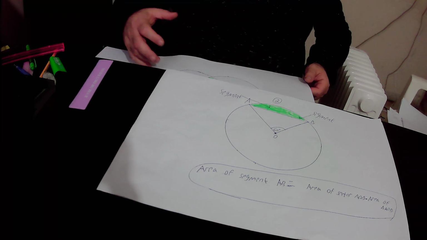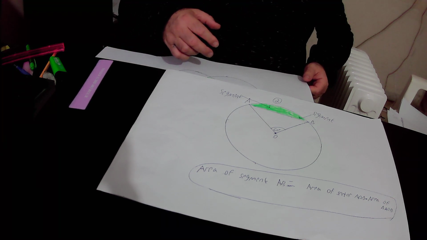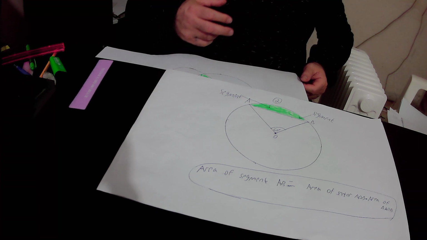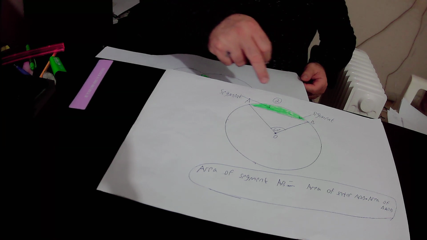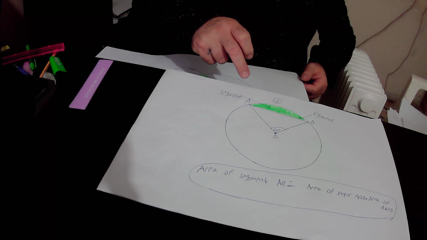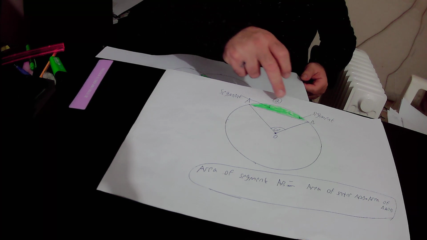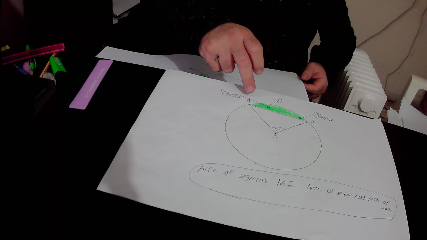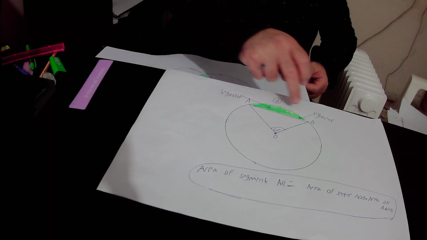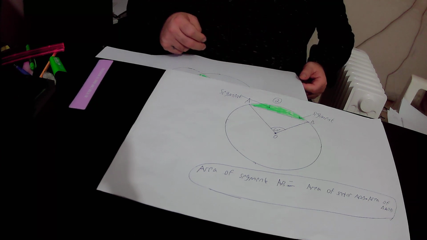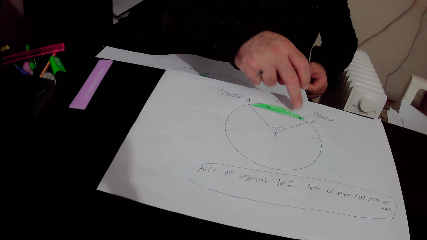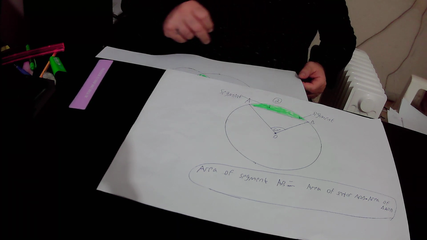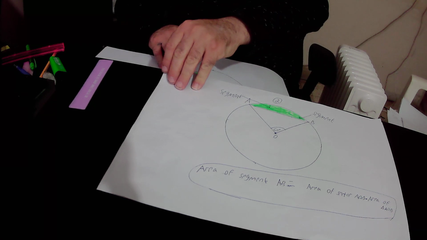Again, segment is the area that is bounded by a chord and by the arc that is attached to that chord. In this case, segment AB is the shape in the green color, and it is the area that is bounded by chord AB and arc AB. And the area of segment AB equals the area of sector AOB minus the area of triangle AOB.